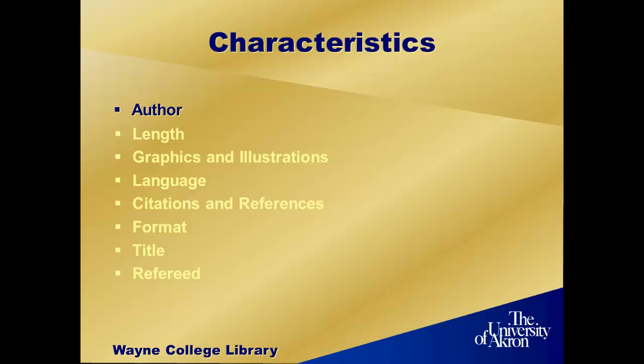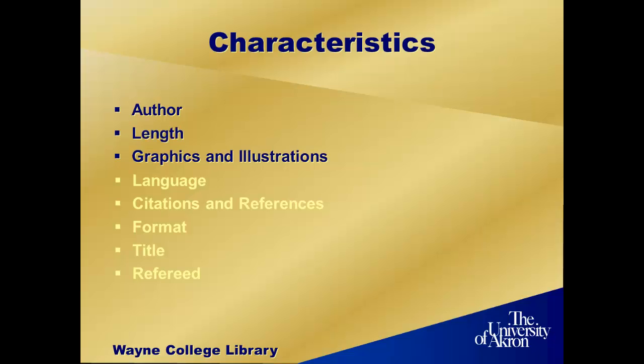The next two characteristics are the source's length and the graphics used. Popular sources tend to be shorter, and they have a lot of colorful images and photos that are designed more to draw the eye and entertain than to inform. On the other hand, scholarly articles tend to be longer, with many being 10 or more pages, and the images they use are mostly graphs and charts, images designed to inform rather than entertain.